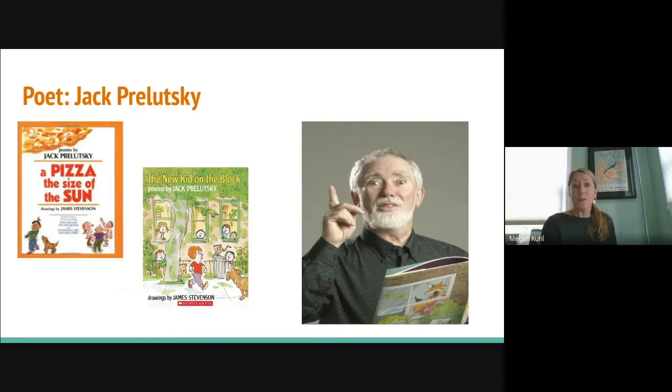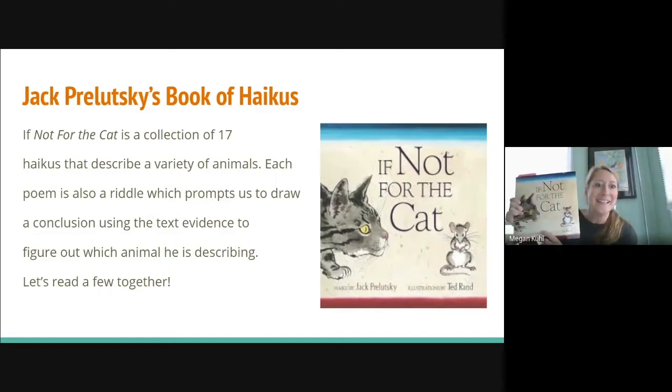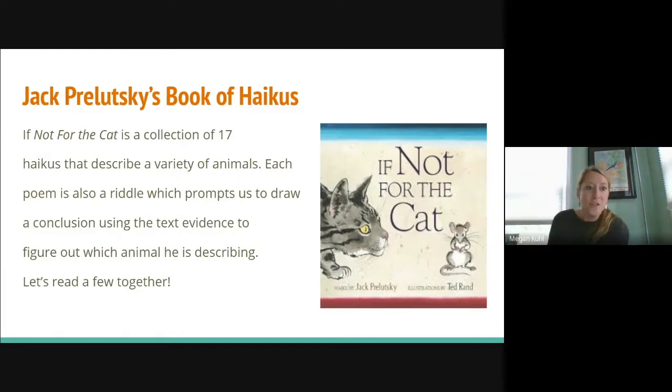Today, we're going to read from one of his books called If Not for the Cat. Now, this book of poetry is unique because it is a collection of 17 haikus that describe a variety of animals. Each poem is also a riddle, which prompts us to draw a conclusion using the text evidence to figure out which animal he is describing. So we're going to do a few of these together. It's going to be fun.